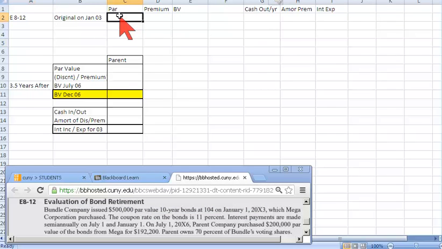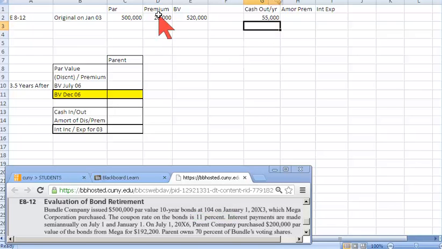Par value was $500,000. We said it issued at 104. That means it was issued for 520, which automatically makes the premium 20,000. We can figure out the interest payment. It was set at 11% times 500, which gives us 55,000.